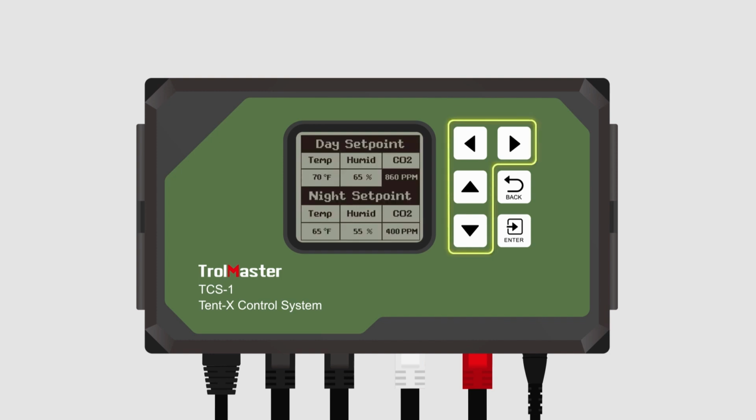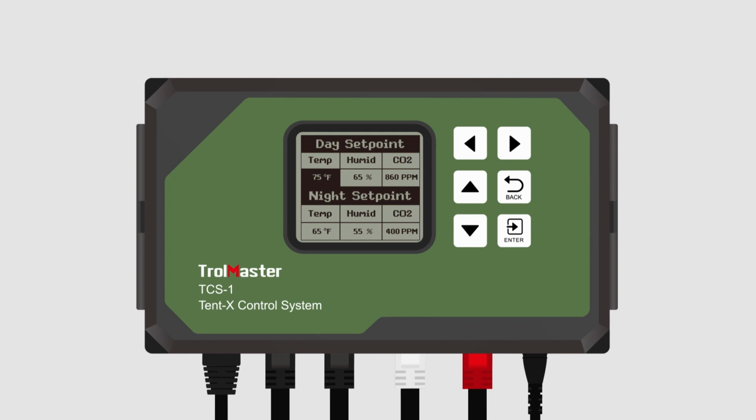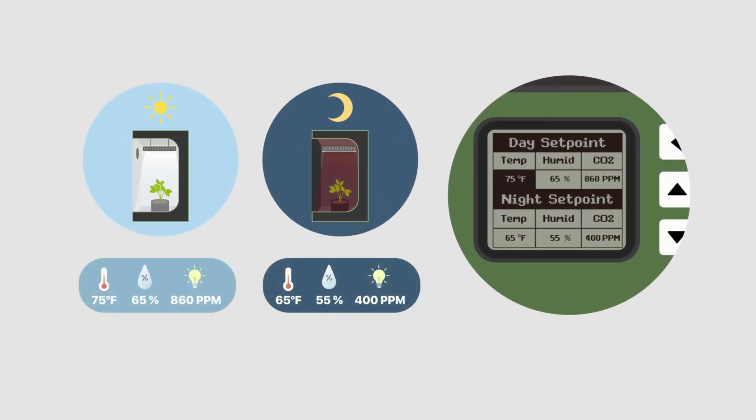Use the arrow buttons on the controller to navigate this page and press enter if you like to change the value for a climate parameter. Use the up and down arrows to set the values and press enter again to confirm. Once you have set your temperature, humidity, and CO2 setpoints, the devices you have connected to the Tent X will automatically regulate their respective parameters, making automation simple and effective.